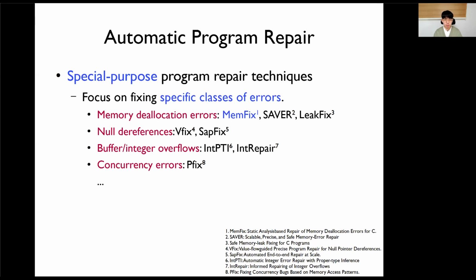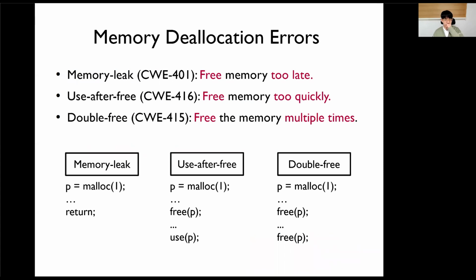So in this lecture, I will focus on one technique, namely MemFix, which automatically fixes various memory deallocation errors. First of all, let me explain the three types of memory errors, which are memory leak, use after free, and double free errors. These errors occur when dynamically allocated objects are not deallocated properly in programming languages like C and C++.